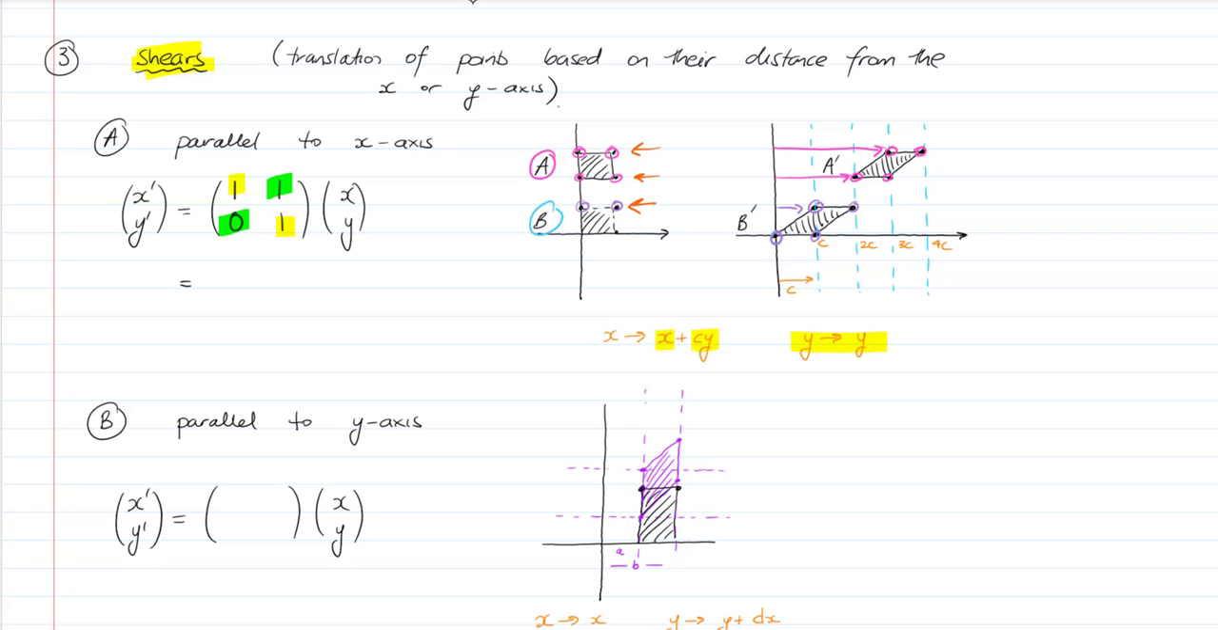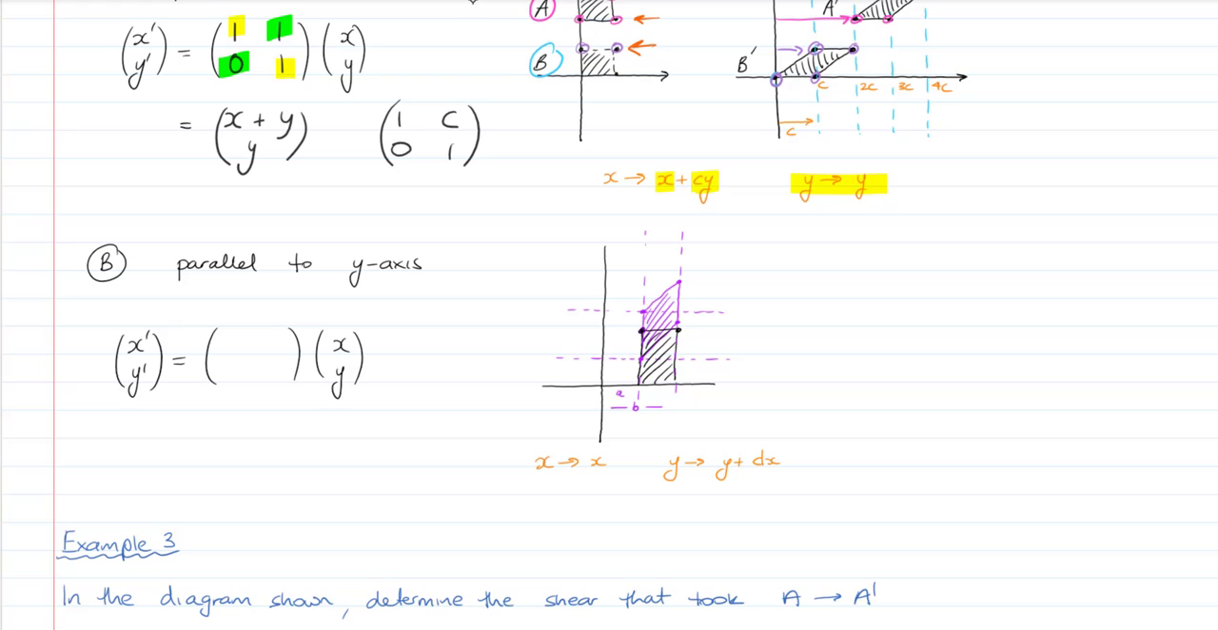Now, of course, this takes us to, if I expand this out, x plus y, and then y. And the generalized version of the shear is 1, C, 0, 1 for a shear parallel to the x-axis. And if I go down now to look at the shear parallel to the y-axis, in this case, I'm moving out. I've got A and B. So we've got x goes to x, y goes to y plus dx, some number of x.